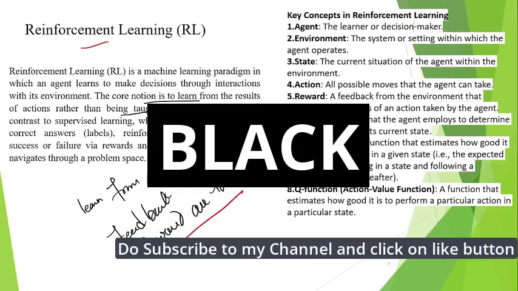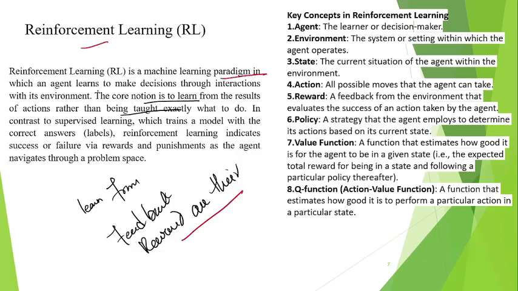Reinforcement learning is a paradigm in which the agent learns to make decisions through an interaction with the environment. Like a driverless car that makes decisions, or like playing a game of chess where it makes decisions based on the environment. The core notion is to learn from the result of the action rather than being taught. Learn from the action and do the part. What to do is nothing but what to do.